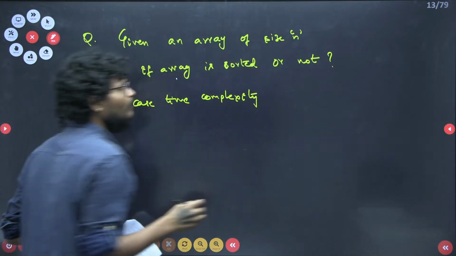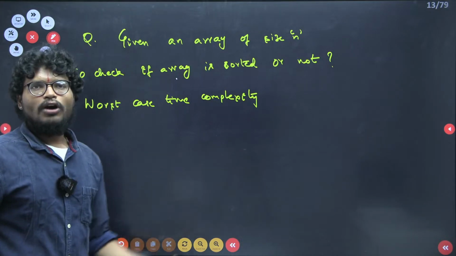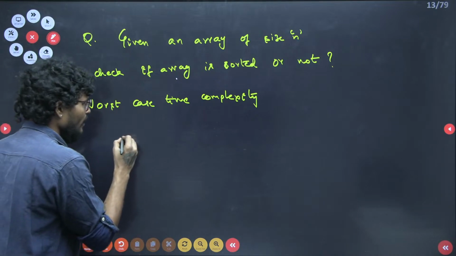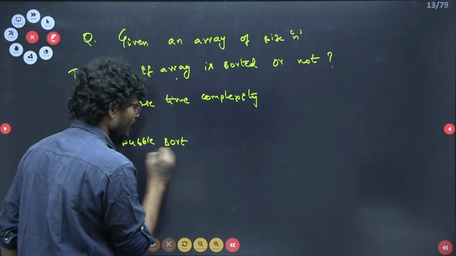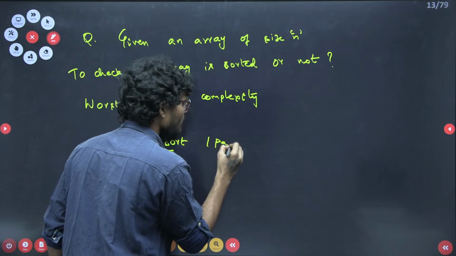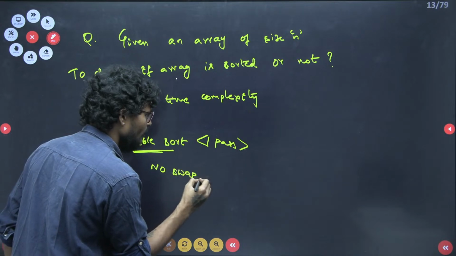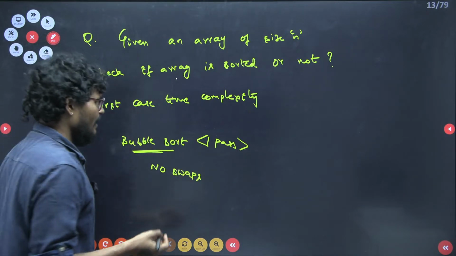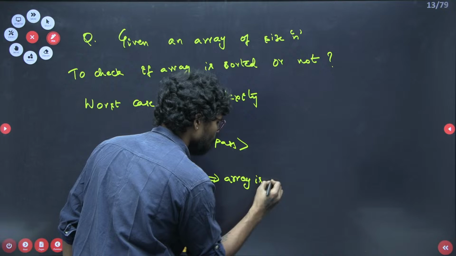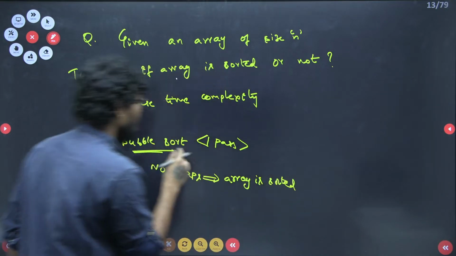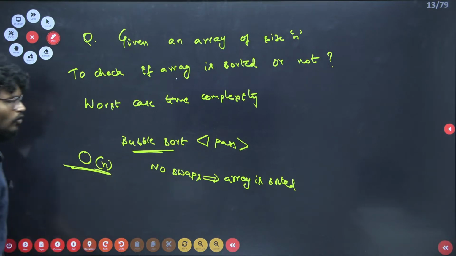So it is a very simple and straightforward question. To check whether an array is sorted or not, we can do one iteration of your bubble sort method, like one pass, right? You do your bubble sort for a single pass, and if there are no swaps, then you will declare that the array is sorted. Because this is just one pass, you will be taking order of n time complexity.